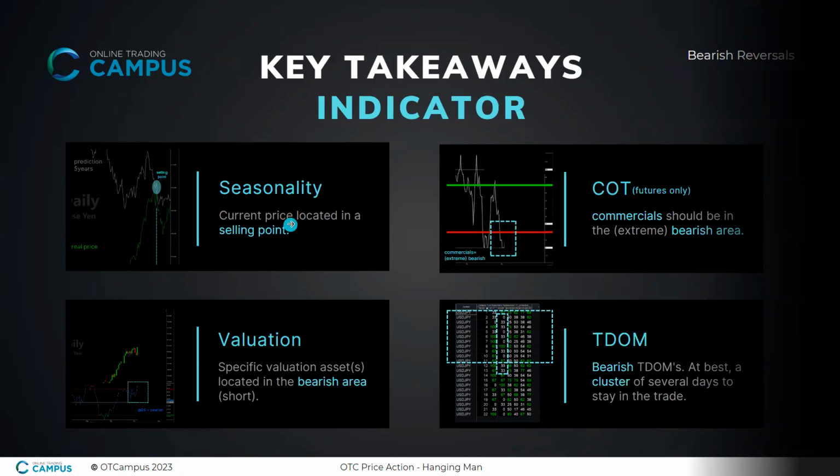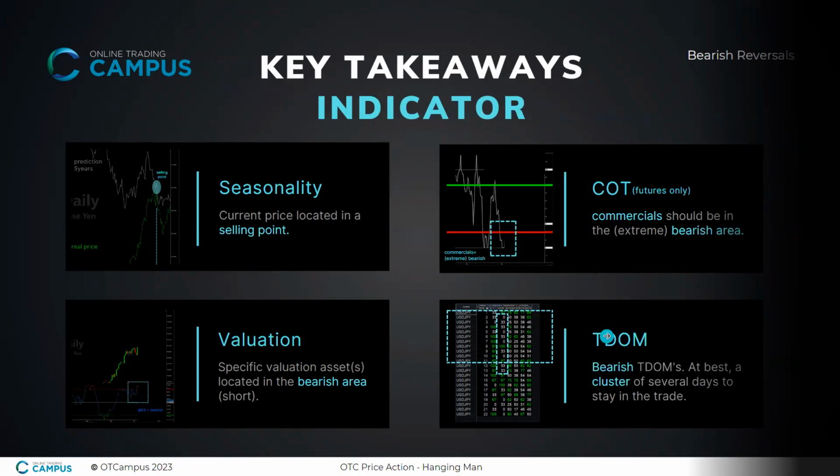Of course, we need the current price located in a selling point. It will be the best. We don't need all of this in line, but it will be better maybe. Valuation: the specific asset or assets located in the bearish area to short our asset. The COT: if the COT is for the future, then we can use the COT information. Commercials should be in the bearish area, or better in the extremes area, bearish area.